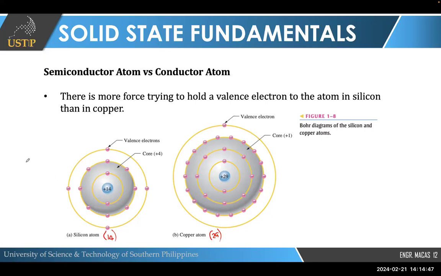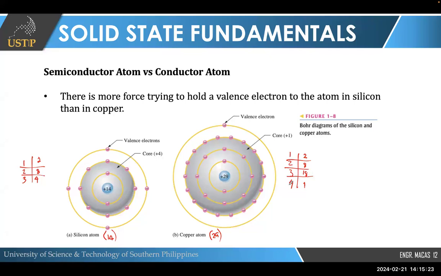So remember, we have 3 shells, wherein the first shell will have 2 electrons, and then the second shell will have 8, and then the last will have 4. So the copper atom, it has 4 shells: 2, 8, and 18 in the third shell, and then finally 1 electron in your outermost or fourth shell.